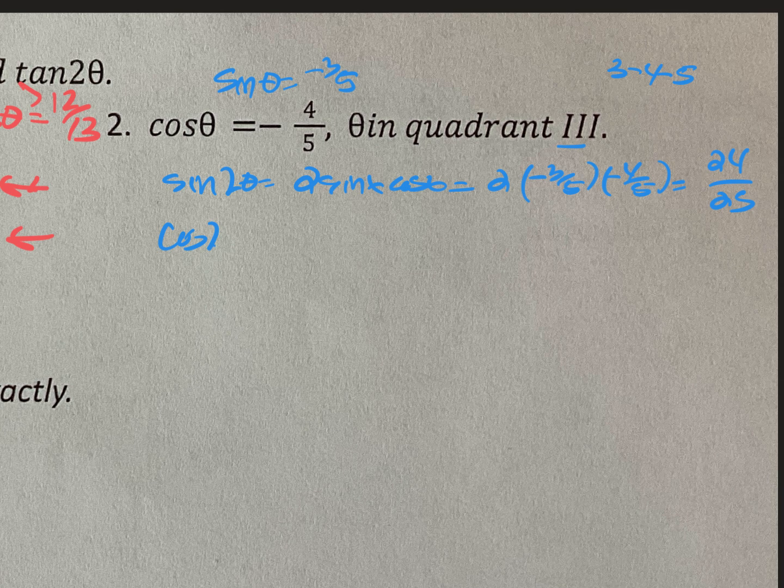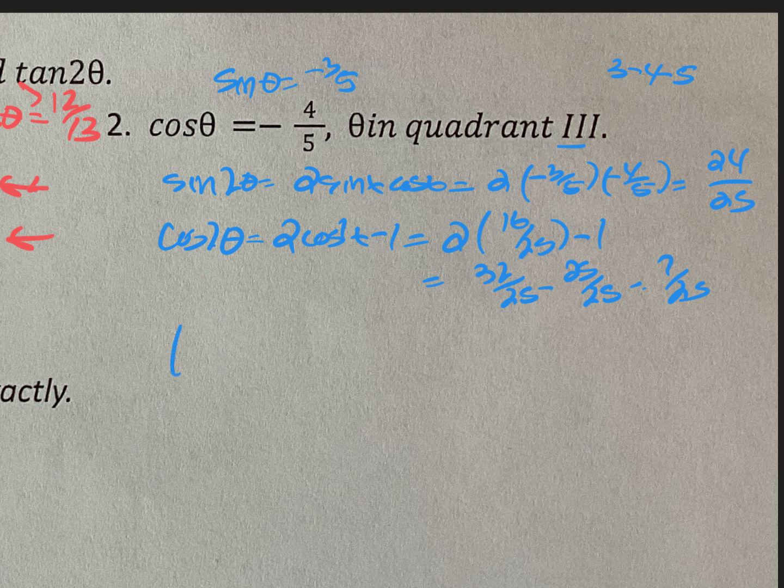Cosine 2 theta. I'll do a different one this time just to be different. So I'm doing 2 cosine squared x minus 1. Again, you've got 3 options there. If I square cosine, I would get 16/25. 2 times 16 is 32/25, minus 1, and don't forget 1 is really 25/25. That gives me 7/25. And then tangent 2 theta. Remember sine over cosine. So I'm going to have 24 over 7 because the 25s would cancel.